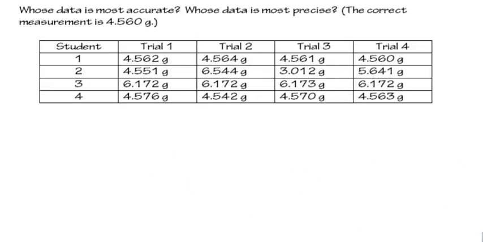And so again, here's a set of data. This could be like a good multiple choice kind of question. Whose data is most accurate? Whose data is most precise? If the correct measurement was supposed to be 4.560 grams. Okay, so the accurate part, who's closest to 4.56 grams? Who got the closest data? Let's see, what do we got here? How about student 1? That's all pretty darn good, isn't it? But especially this guy.